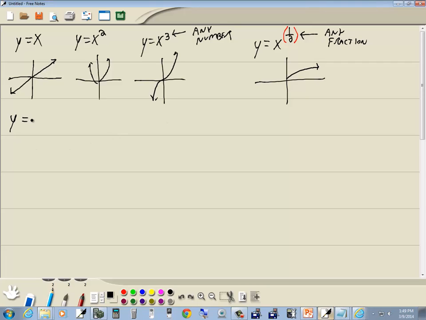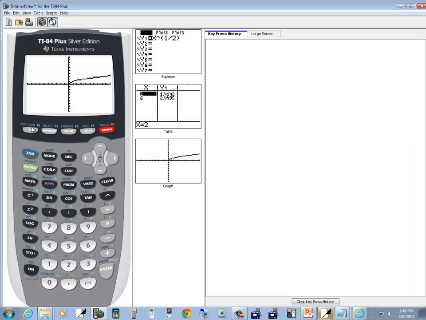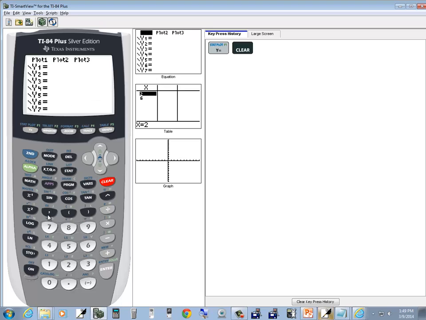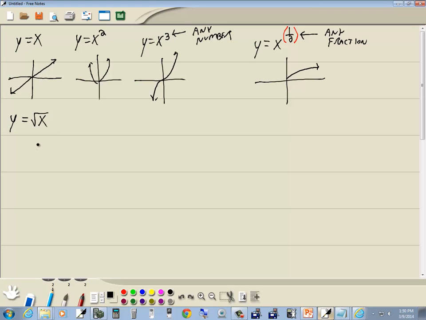Well, our next building block is y is equal to square root of x. So press y equals, press clear. Now, some things are on button, some things are above a button. See my x squared button here? Above it is a square root symbol. So to get to that, I press my second button one time, and I push my x squared. And it puts a square root and puts a beginning parentheses. So then I'll put my x key, closing parentheses, and then graph. And that'd be our answer.